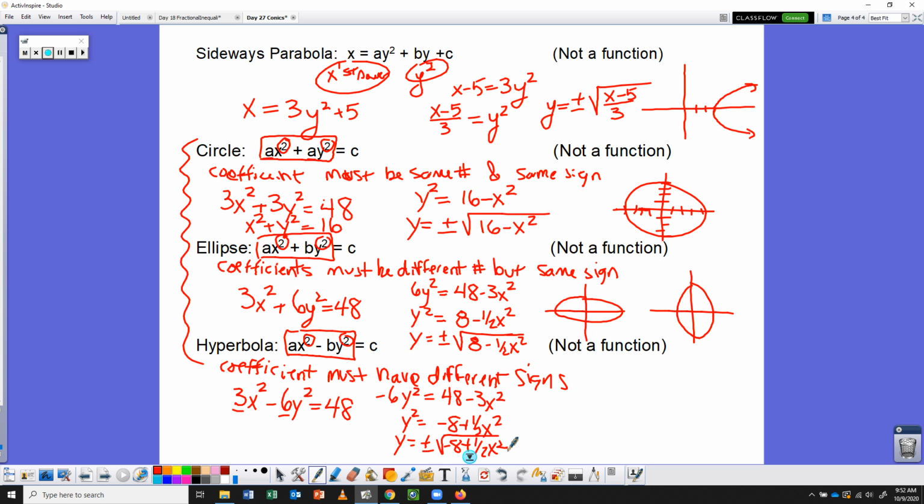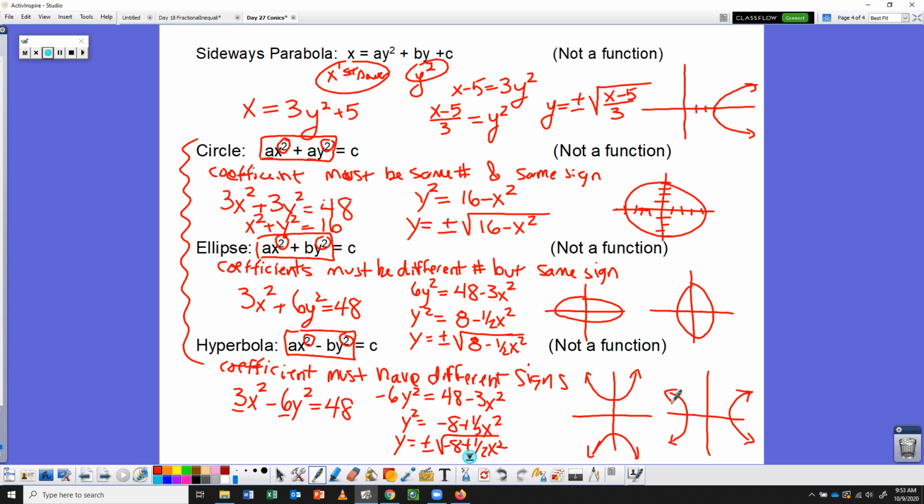And again, hyperbolas can look one of two ways. They can be what's called an up and down hyperbola, which would look like this, or they could be a left and right hyperbola, which would look something like this. In either case, you're not going to pass the vertical line test. And the best way that I can describe what you're looking at when you see the graph of a hyperbola, it kind of looks like the stitching on a baseball or the seams on a basketball. But in either way, it will not pass the vertical line test.